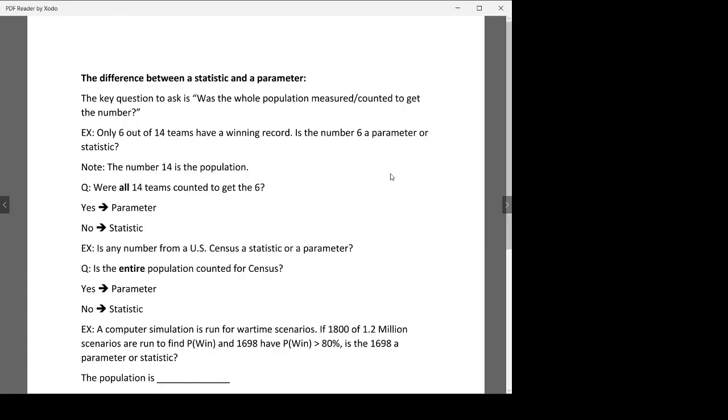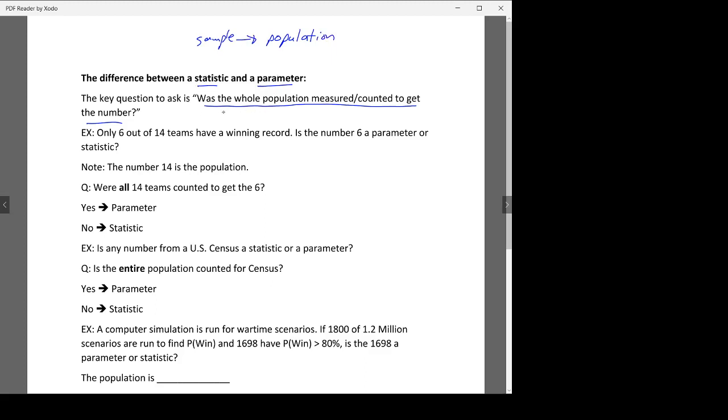All right, so let's talk about statistics and parameters for a moment. These 2 words sound weird. The key question and the difference between these terms, statistic and parameter, is: was the whole population measured or counted to get the number? Remember, we also have these things called sample and population. So when we talk about statistics, it's taking a sample and saying something about the population. In a similar way, we're going to be using statistics to try to say something about the parameter.